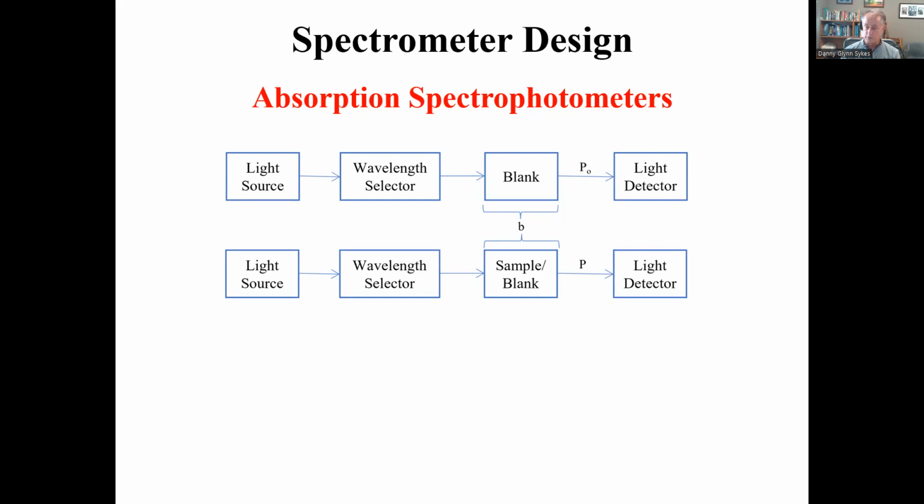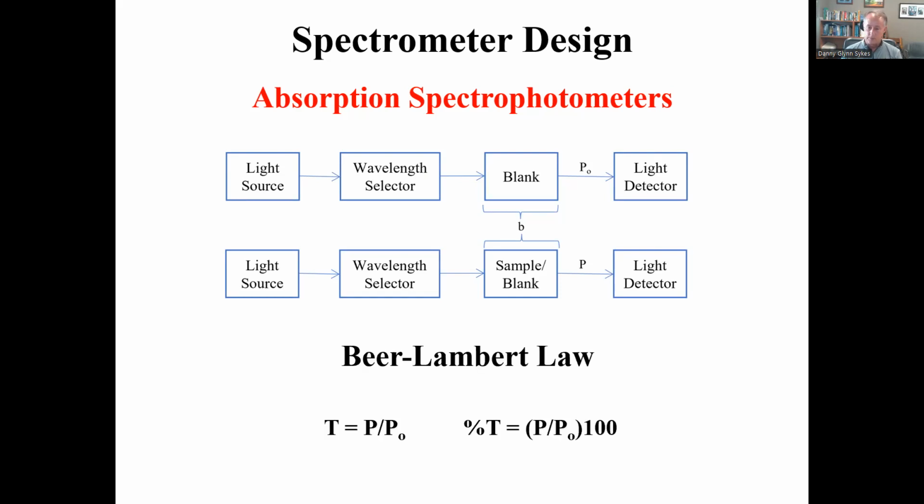And so when absorption occurs, then less light is going to hit that detector. And we call that P. And so essentially what we're going to be measuring is the transmittance. The transmittance is the ratio, the amount of light that hit the detector in the presence of a sample relative to that which hit the detector in the absence of the sample, or in the presence of the blank. And if I multiply that by 100, I get percent transmittance.